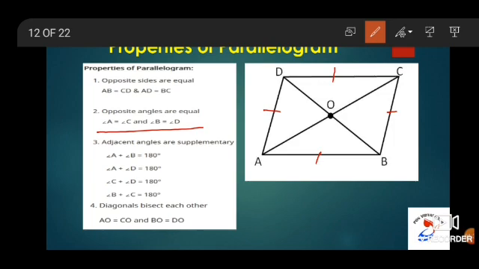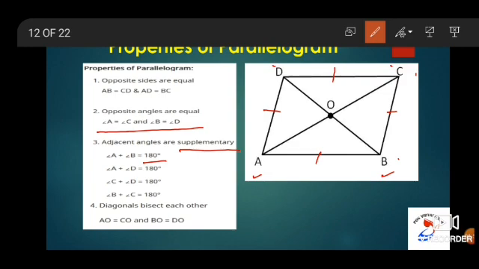Now the third property, it is adjacent angles are supplementary. So adjacent angles are supplementary means angle A plus angle B is equal to 180 degree. If it is supplementary, it is 180 degree. Similarly angle B plus angle C equal to 180 degree, and angle C plus angle D is equal to 180 degree, and angle D plus angle A is also equal to 180 degree.